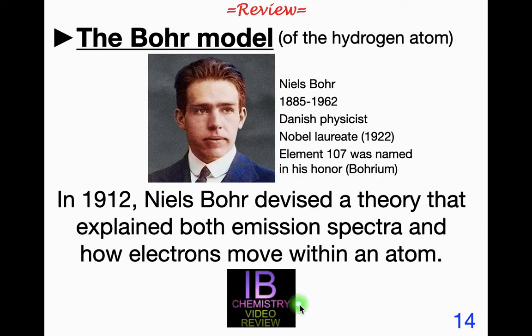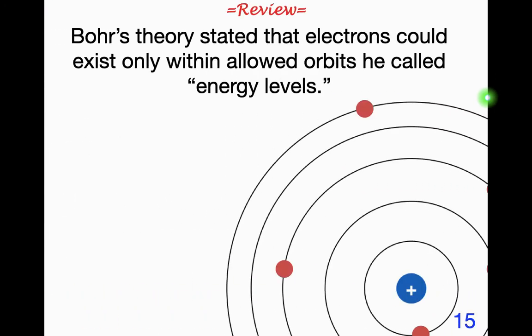Another video that you could look at in the tutorials has a lot more about Niels Bohr and his model. All right, now let's look at his model. Bohr's theory stated that electrons could only exist within allowed orbits that he called energy levels. And so here we have the nucleus, and each one of these circles represents one of what he called allowed energy levels or orbits.